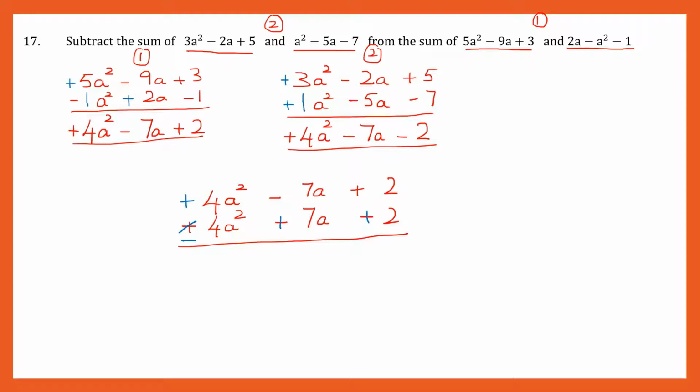Now let's work out. Plus 4 minus 4 is 0. Minus 7 plus 7 is 0. Here both are plus, so add up both. 2 plus 2 is 4. So final answer is simply 4.